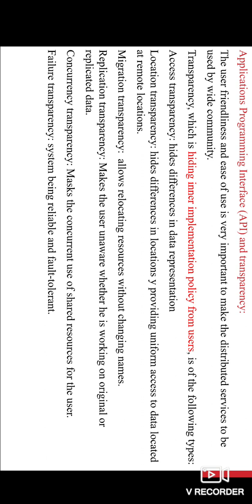The next one is replication transparency. So it makes the user unaware whether he is working on the original data or the replicated data, that is the copy data. Then concurrency transparency, it masks the concurrent use of shared resources. Failure transparency, in case of any failure happens, since we use the concept called replication, so easily you can overcome this failure. So such type of failure is hidden to the user.